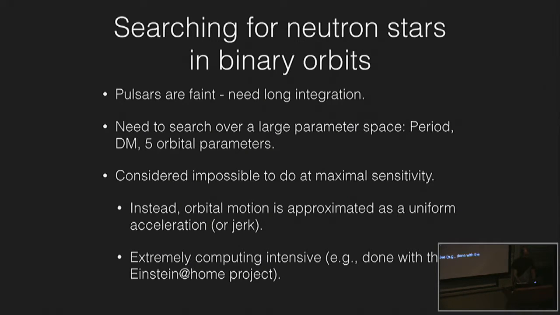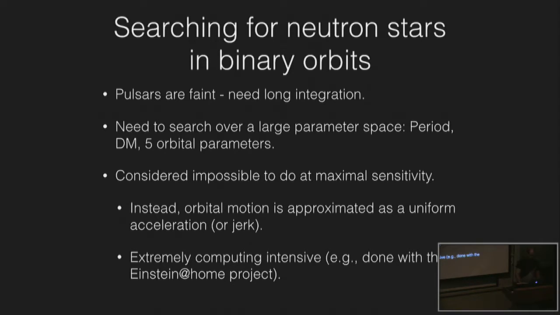There's a problem. It's very hard. Why is it very hard? Pulsars are faint intrinsically, so you need long, long integrations even with the largest telescope. Okay, but there's a catch. You have to know the fine details of the binary orbit prior to detection, which is kind of an oxymoron. Right now, the status is that this is considered impossible at maximal sensitivity.